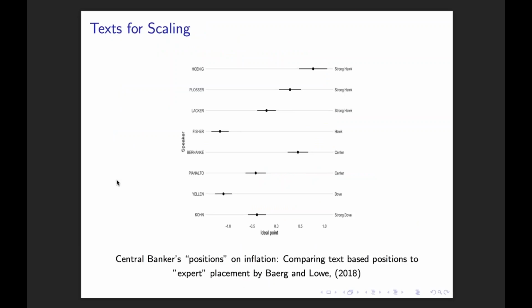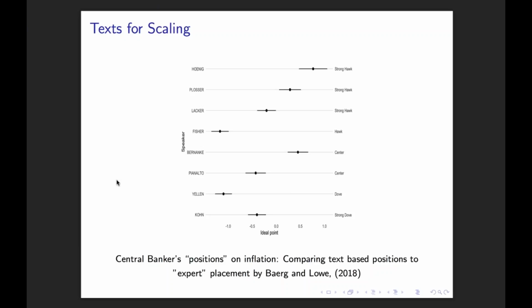This next slide is a slide from a working paper that I have with a co-author of mine, Will Lowe, where what we do is we use textual information on statements made by central bankers during committee meetings to try and figure out what proportion of time they talk about inflation compared to other topics, in particular unemployment and output, and we use that proportion of inflation over those other topics to actually scale them on some sort of common dimension. So if you look on the left-hand axis, on the y-axis, you see a number of names.